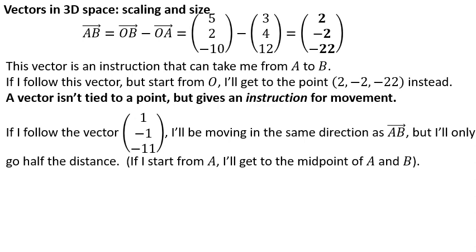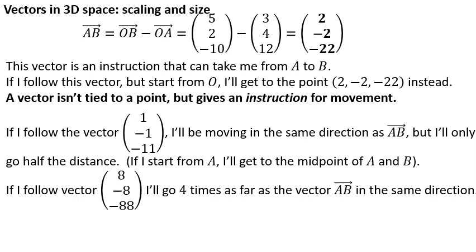This vector is a scalar multiple of the vector AB. Scalar just means a number that doesn't have a direction, as opposed to a vector which has a direction and a magnitude, a size. Scalars only have a size. So we can multiply (2, -2, 22) by, say, a half, and that'll get you (1, -1, 11), a vector which is half the size. So if you start from A and follow this vector, you'll only get halfway from A to B.